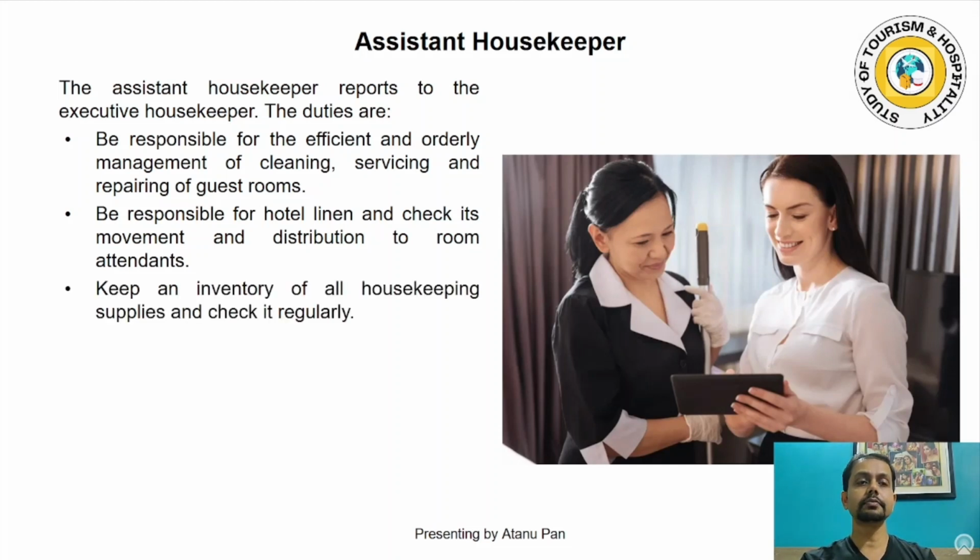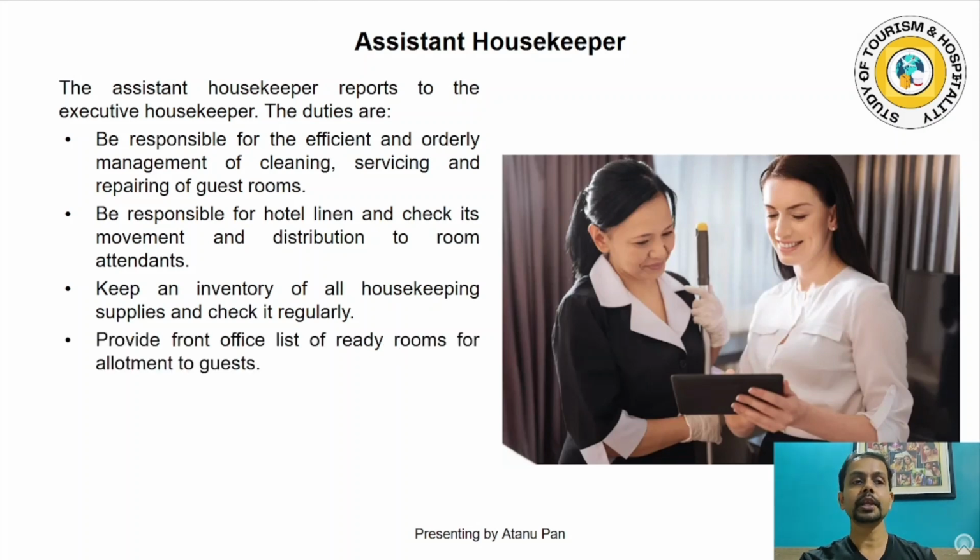Next is keep an inventory of housekeeping supplies and check it regularly. This is very important. The housekeeping inventory means each and every item has an inventory. Inventory means proper counting of each and every product. So whatever supplies housekeeping uses, all this inventory is kept by the assistant housekeeper. Next, provide the front office a list of ready rooms for allotment to the guest.